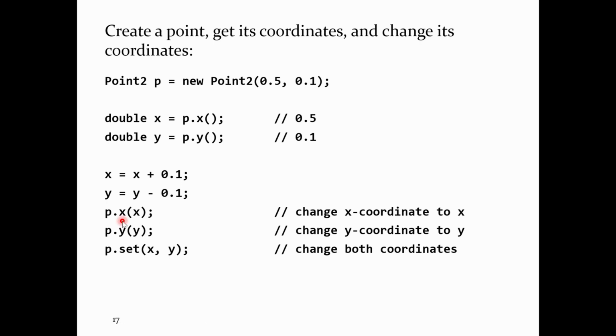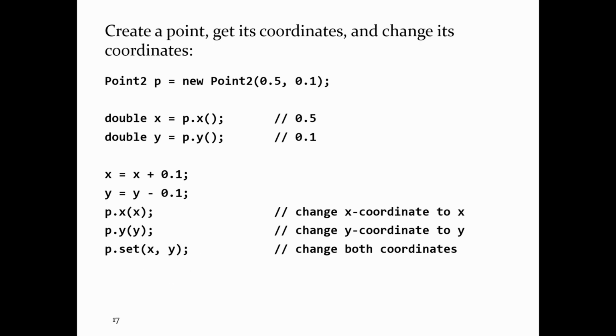It turns out there's another method called x that takes in an x value. That method changes the coordinates of the point to, in this case, 0.6. There's another method called y that changes the coordinates of the point to the new y value. That's going to be 0. Similarly, there's a method called set that lets you change both x and y at the same time. So p.set(x, y) sets the coordinates of the point to whatever values of x and y.